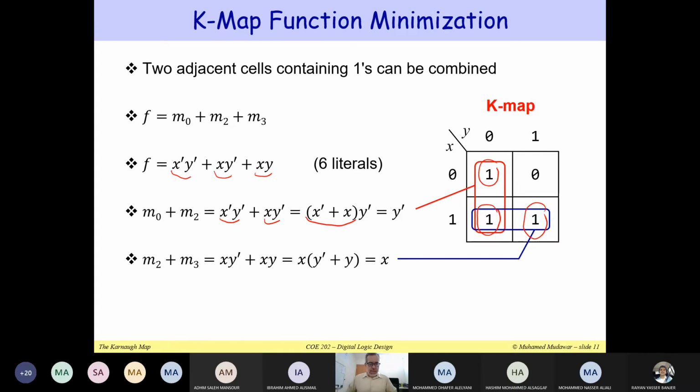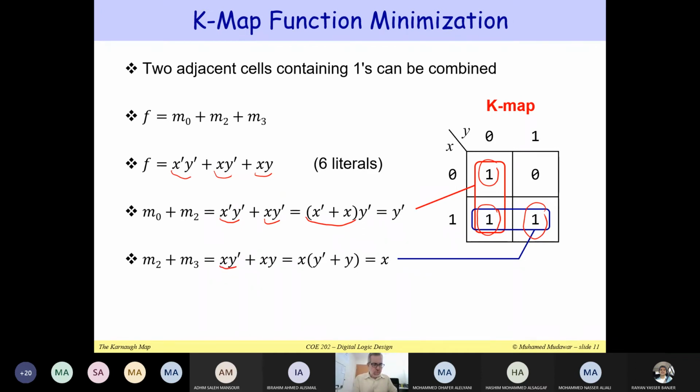Horizontal squares. So these are minterm 2 and minterm 3. So we got minterm 2 or minterm 3. Of course, they have to be ones. So they have to be both 1 and 1 in order to combine them. You cannot really combine 1 with a 0. You have to combine 1 with a 1. Okay, clearly. So when you combine minterm 2 with minterm 3, now look at minterm 2.